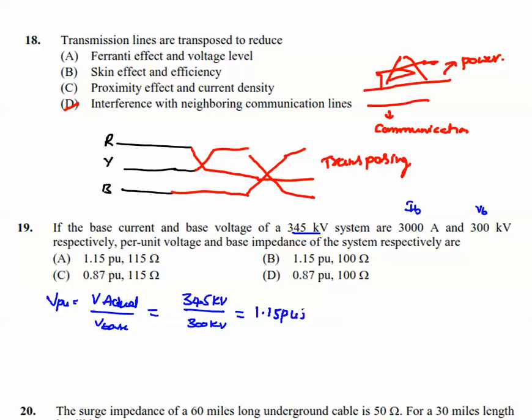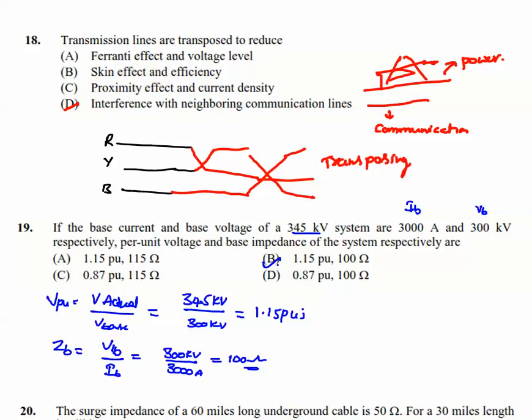And the second thing we need to find is base impedance. ZB is nothing but V base divided by I base, this is equal to 300 kV divided by 3000 amps. Okay, you will get 100 ohms. So 1.15 per unit and 100 ohms, and the suitable answer is option B here.